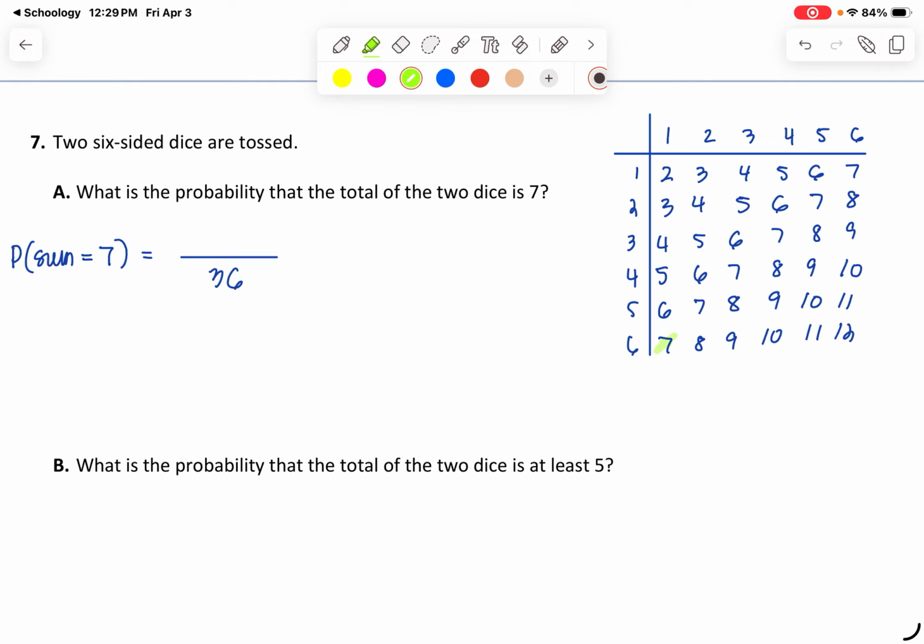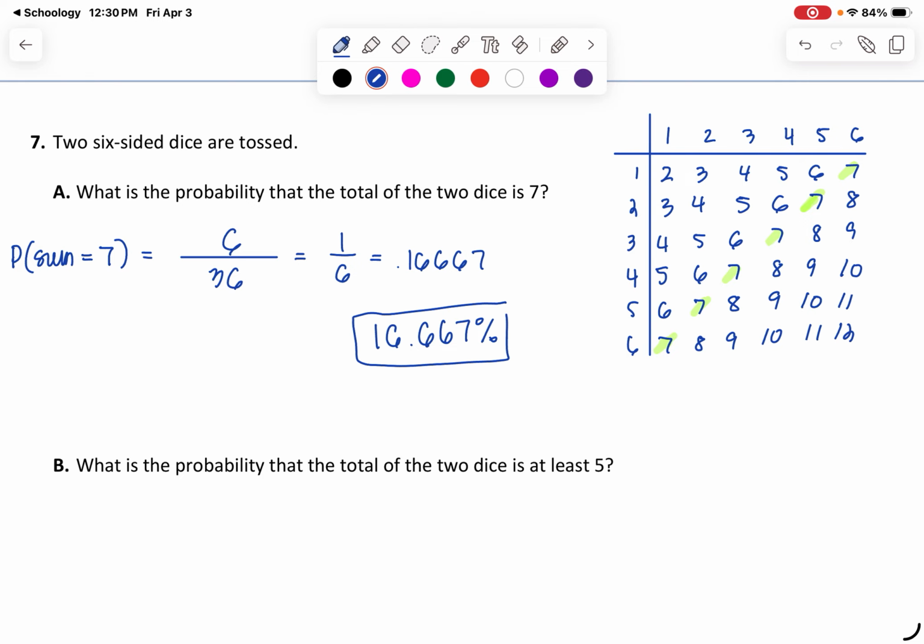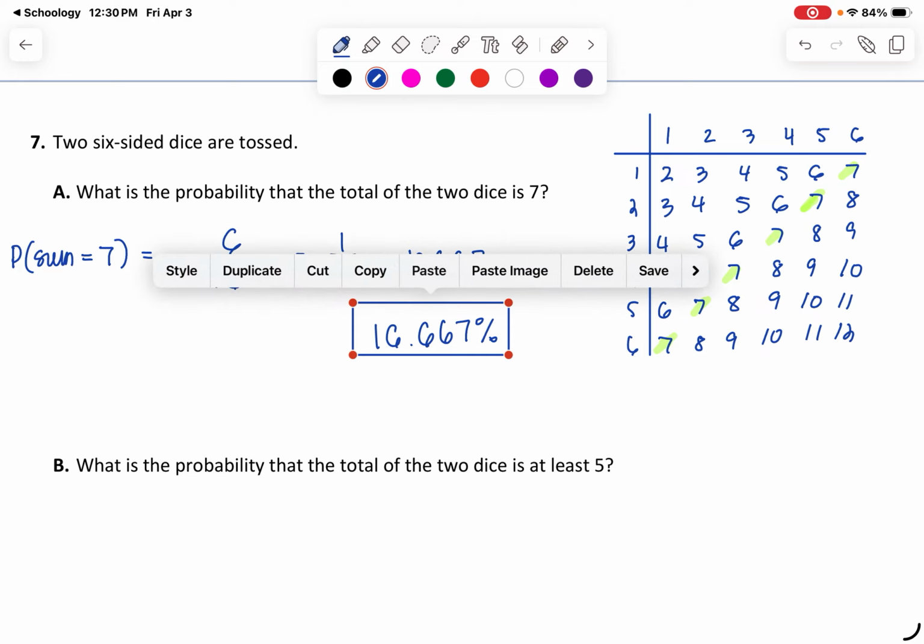All right, so this one is, what is the probability that the total of the 2 dice is 7? 1, 2, 3, 4, 5, 6. 6 out of the 36 outcomes, like I showed you, which is 1/6. You didn't have to simplify that, but I like to. And then when you put 1 divided by 6 in your calculator, you get 0.166666666. Move the decimal over 2 places, and you have 16.667%. Okay, yeah, I just did that.